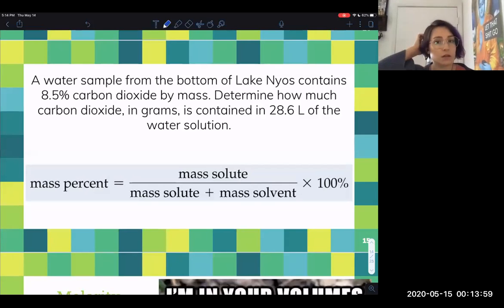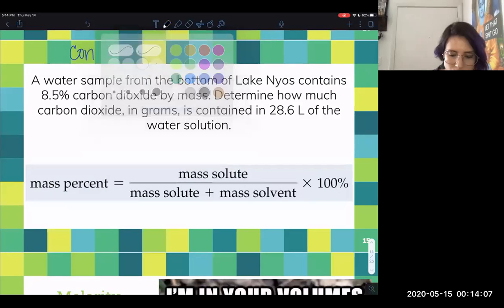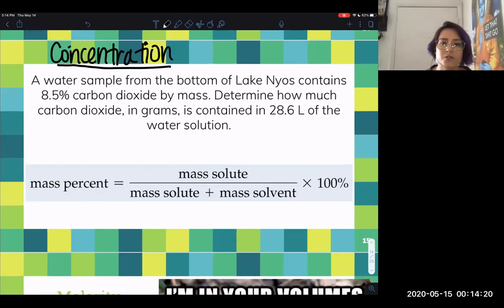One way in which we can determine measurements of solutions is through concentration. So concentration, probably should write it in a different color. It's a little too blue. So concentration is kind of like density. It's like how much stuff is in the solution. So it's a solute to solution relationship.